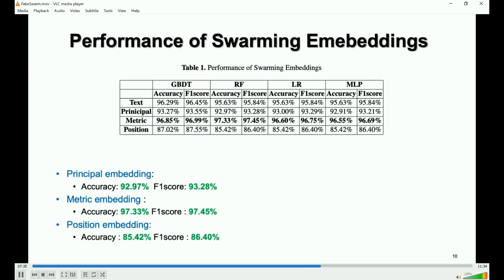This table shows the performance of individual swarm embeddings. We can see the metric embedding outperforms text embedding, and the principal embedding also performs very well. But the positional embedding is not so good, but we will see the improvement in the next experiment.